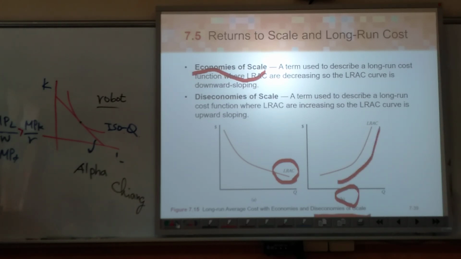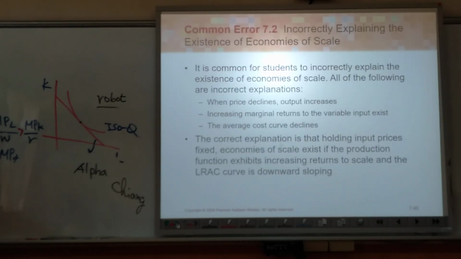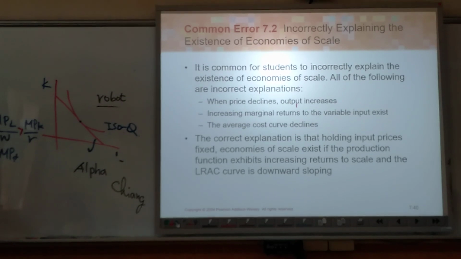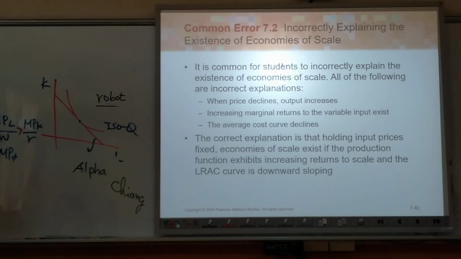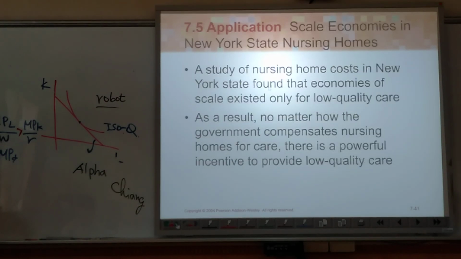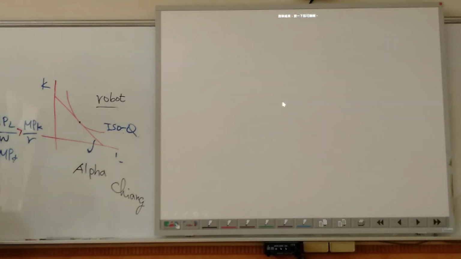Production level goes up, long run average cost goes up. So this is diseconomies of scale. For this part, we're going to forget about it. And application, again, sorry, forget about it. You're going to read the book yourself.